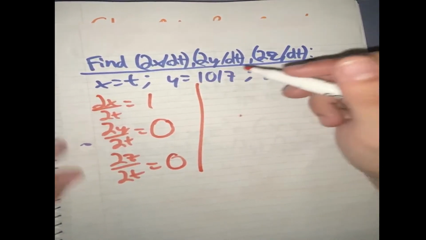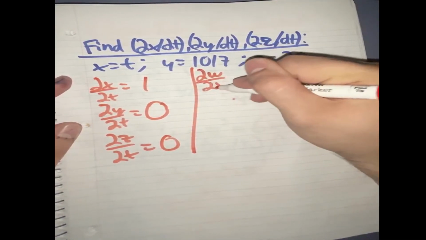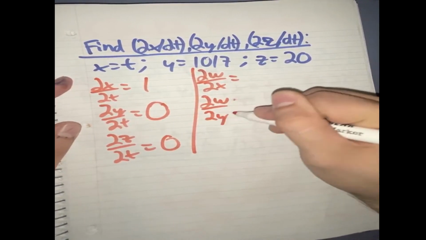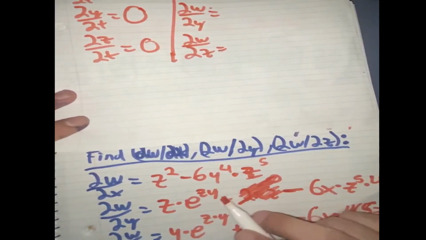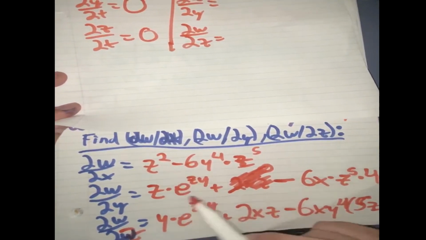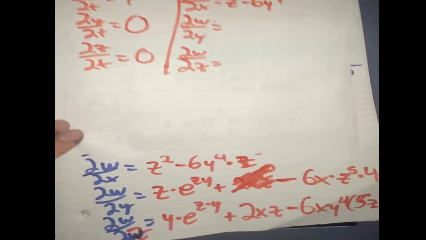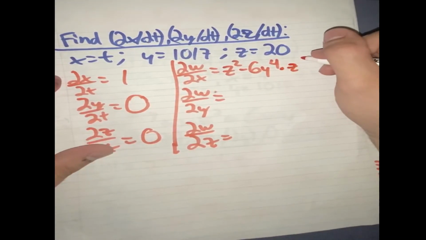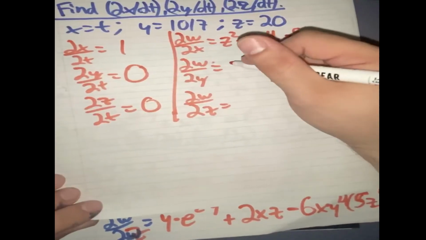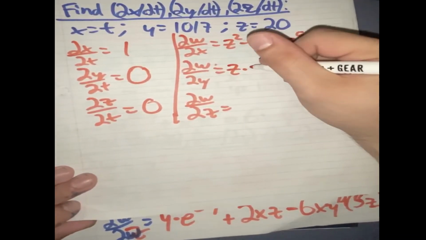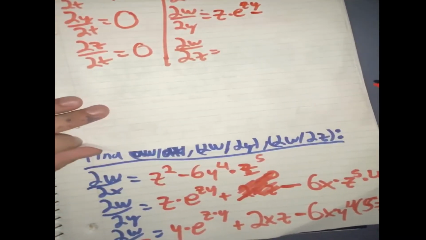So what I'm going to do is, whatever we had from the last page, I'm just going to bring it back over here just so we can have it for our reference. So dw with respect to dx, the derivative of w with respect to y, the derivative of w with respect to z. So I'm just going to plug in these. I'm going to make them look nicer than what it looks here so we can have for our reference. So z squared minus 6y to the fourth times z to the fifth, then we have for the derivative with respect to y is z times e to the z times y minus 6x z to the fifth.